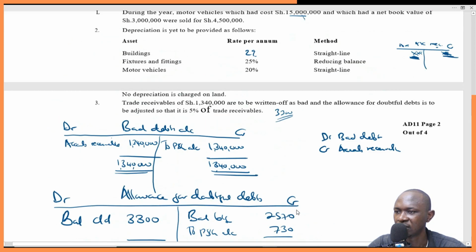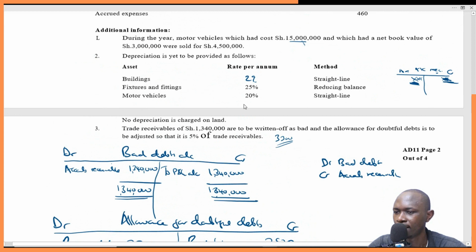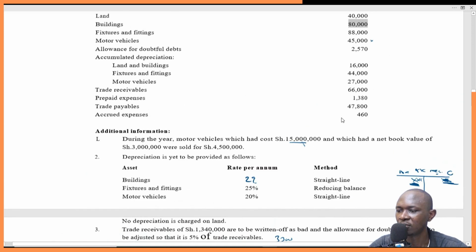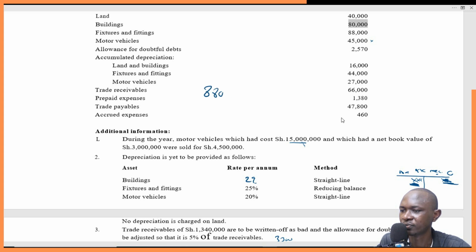how much? This is 25%. Now, realize the method is reducing balance. How do we work that out? If it's reducing balance, we always take the value, which in our case is 88,000, minus the accumulated depreciation, which is 44,000. So this gives us 44,000. And then we work out 25% of 44,000, which gives us 11,000.